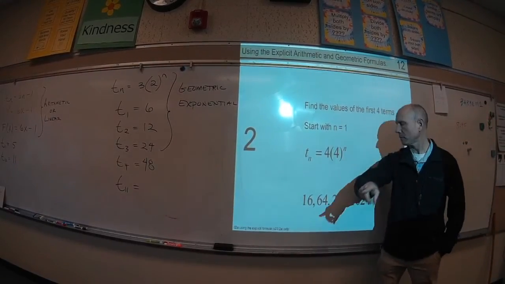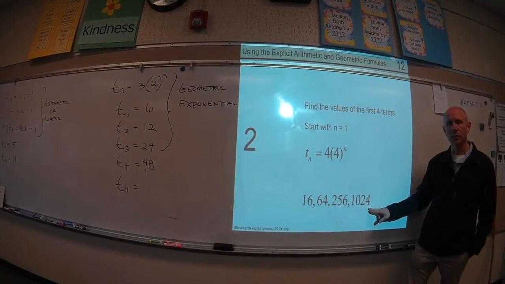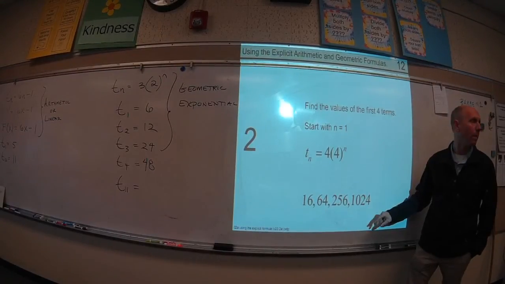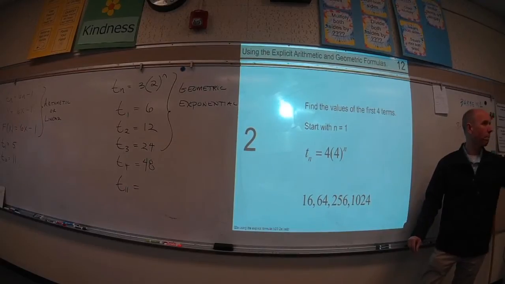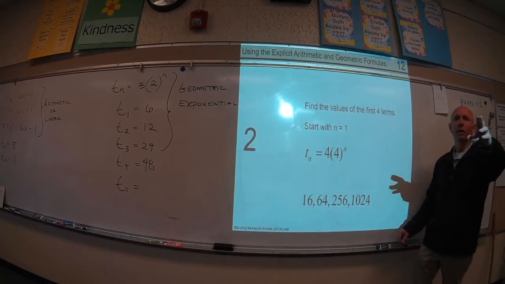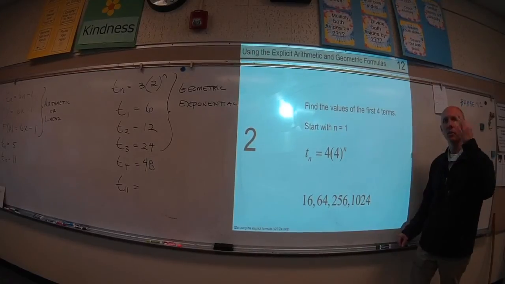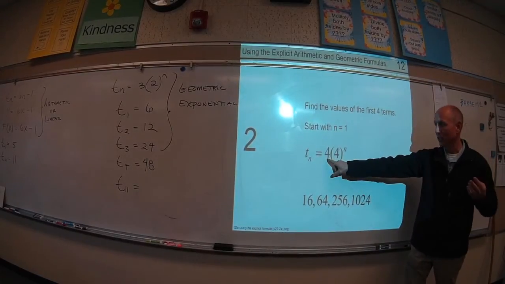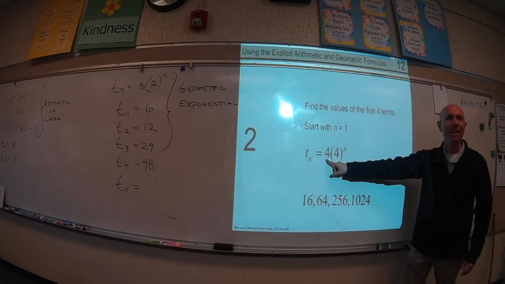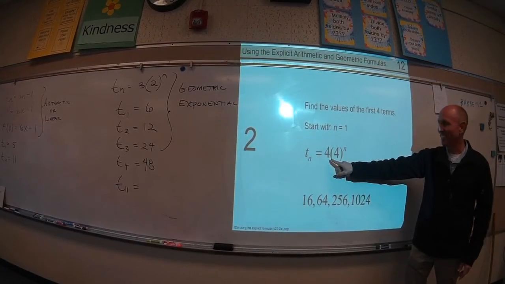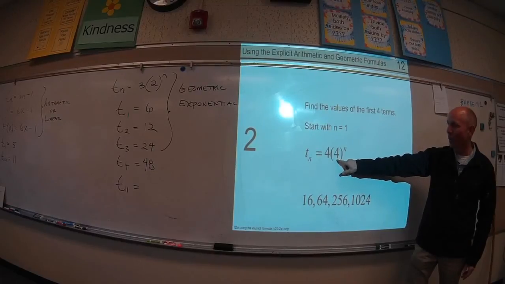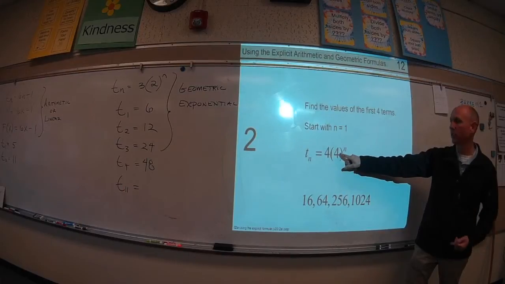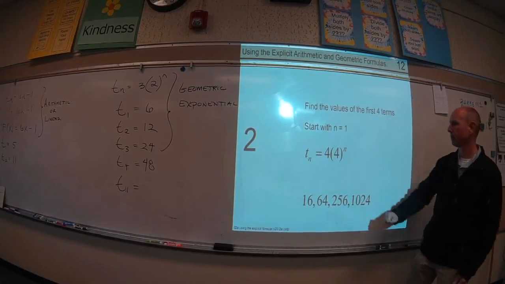Did you sort it out? Looking at this sequence, what is the common ratio? Write it down on your whiteboard. Correct answer is 4. Do you see that 4? That 4 right there is the common ratio. It's the one that's being raised to the exponent, to the power.